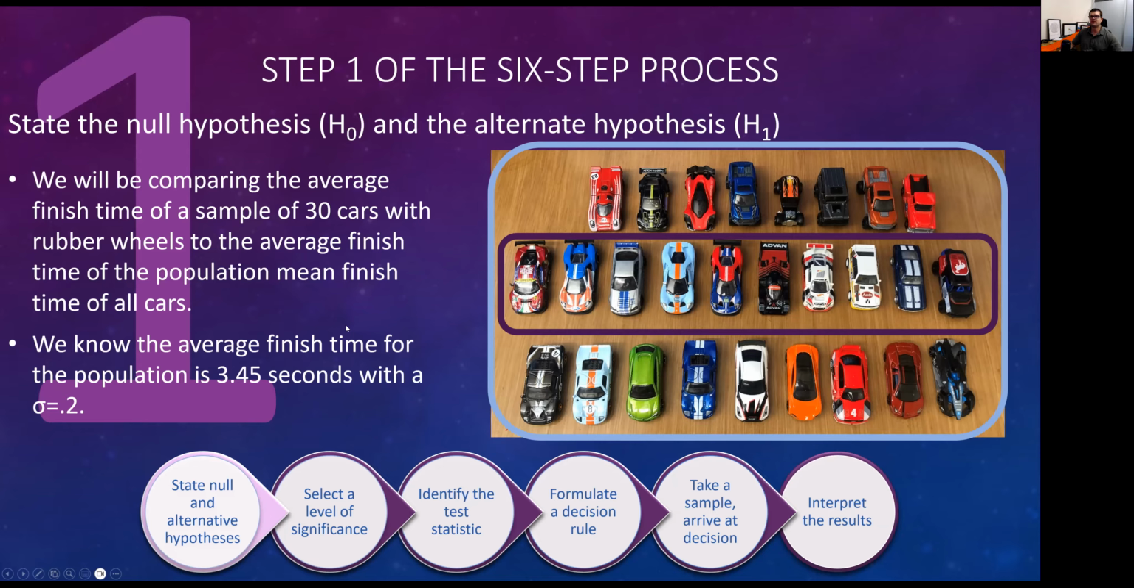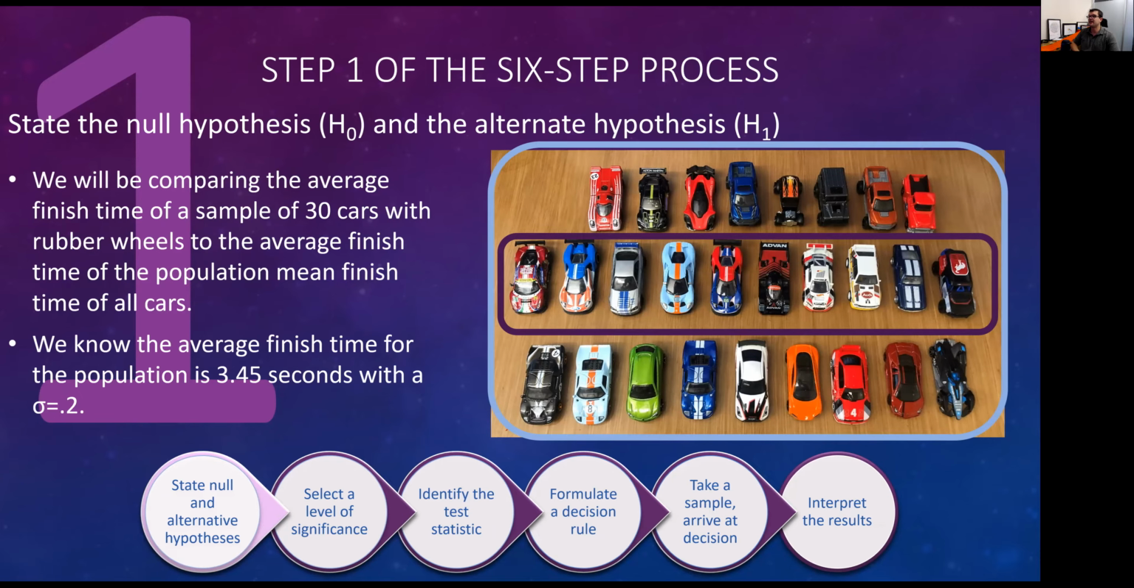So the finish time of the sample of 30 cars with rubber wheels to the average finish time of the population. So in other words, we've got 30 cars with rubber wheels. You don't see all 30 cars, but the entire population is highlighted in blue. So we've got blue going all the way around. We've got the entire population, which includes the cars with rubber wheels.